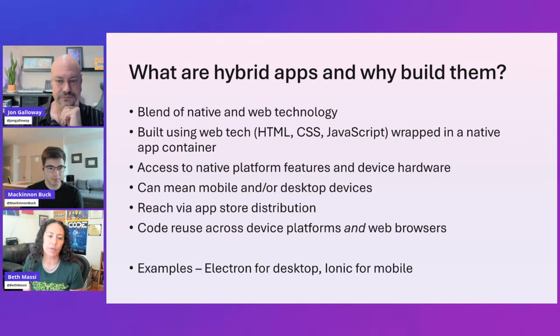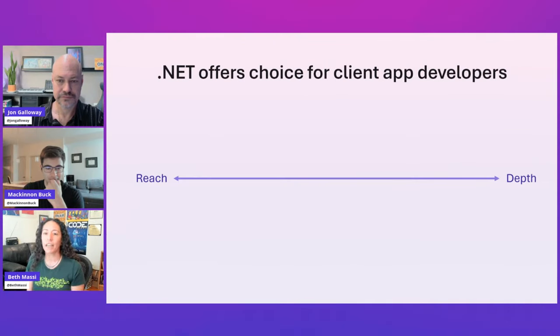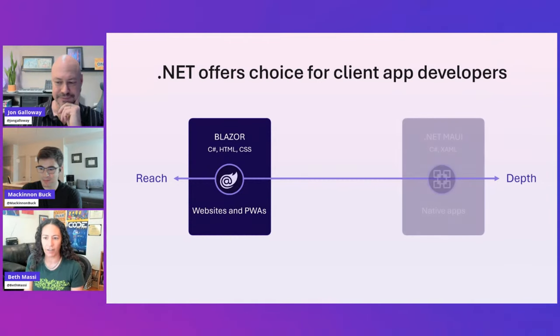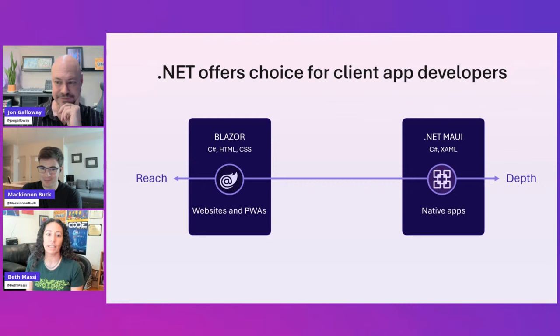Okay, so some examples of this out in the wild are Electron for desktop, like VS Code is built on Electron, and Ionic for mobile. Those are two examples of hybrid technologies. For .NET developers, though, we've got choices for building client apps, right? Whether we want the full reach of the web or the depth of native experiences. On one side, we have Blazor, which is used for building websites, PWAs, any kind of web application with C#. And on the other end, we have .NET MAUI, which is really about building native apps for Windows, Mac, iOS, and Android with rich native device experiences.